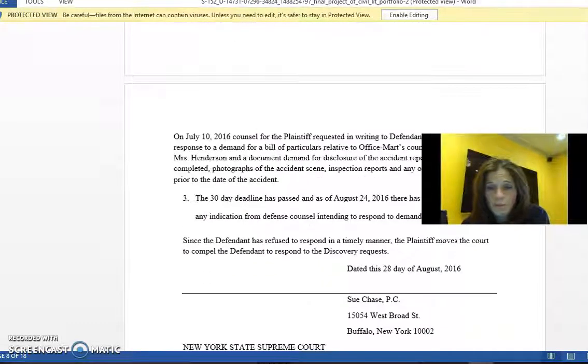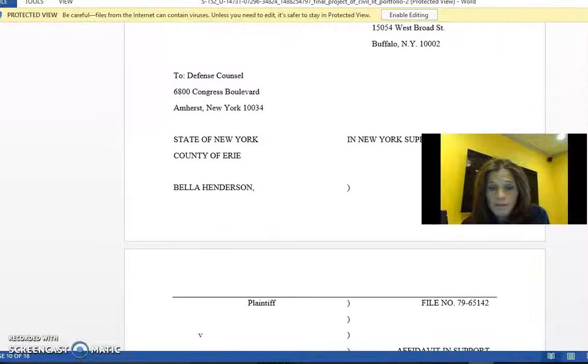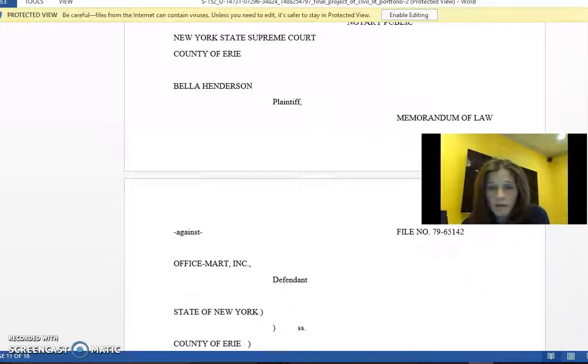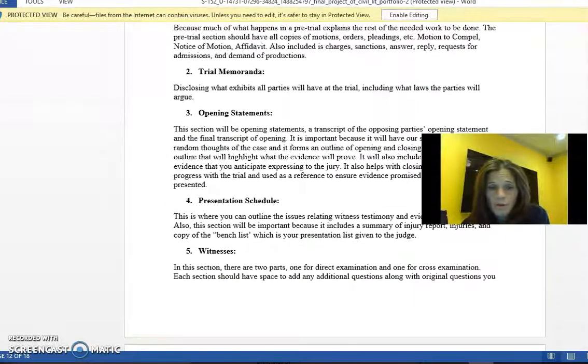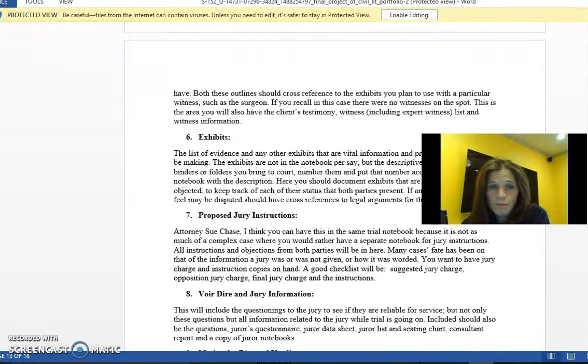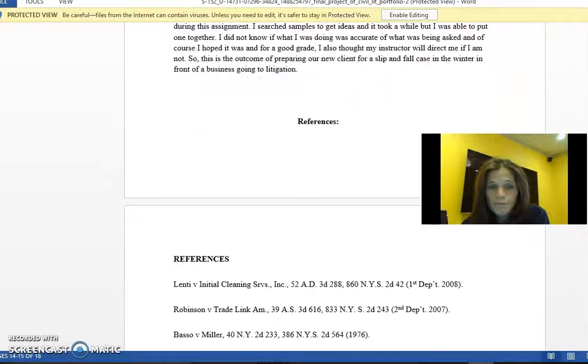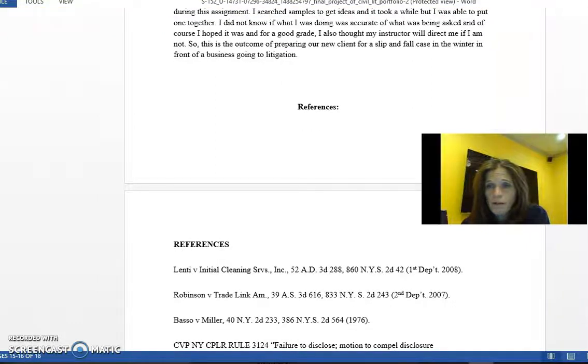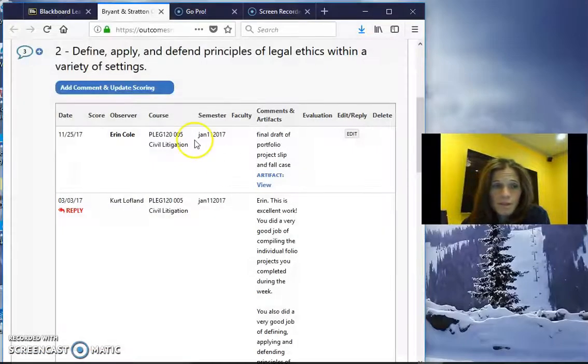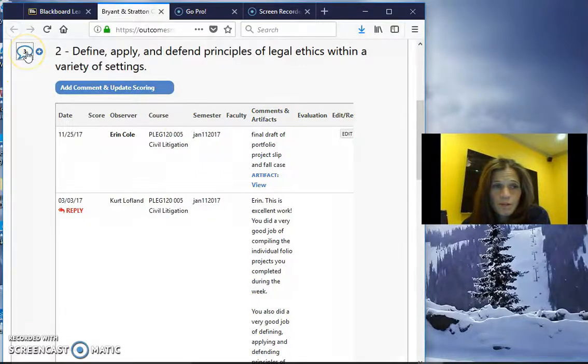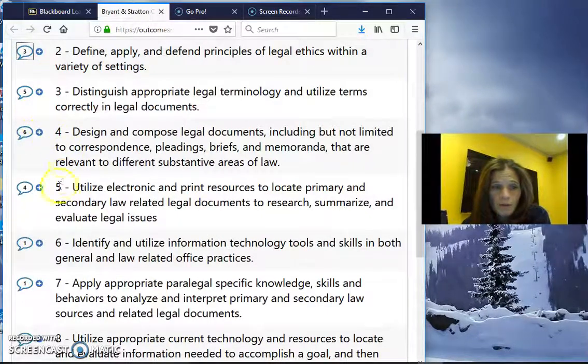We had to do a motion to compel. We had to do an affidavit to the motion to compel. And then we also had to do a trial brief. Again, a lot of legal documents that I've learned since I started my time here at Bryan Stratton College, and I know there will be a lot more.